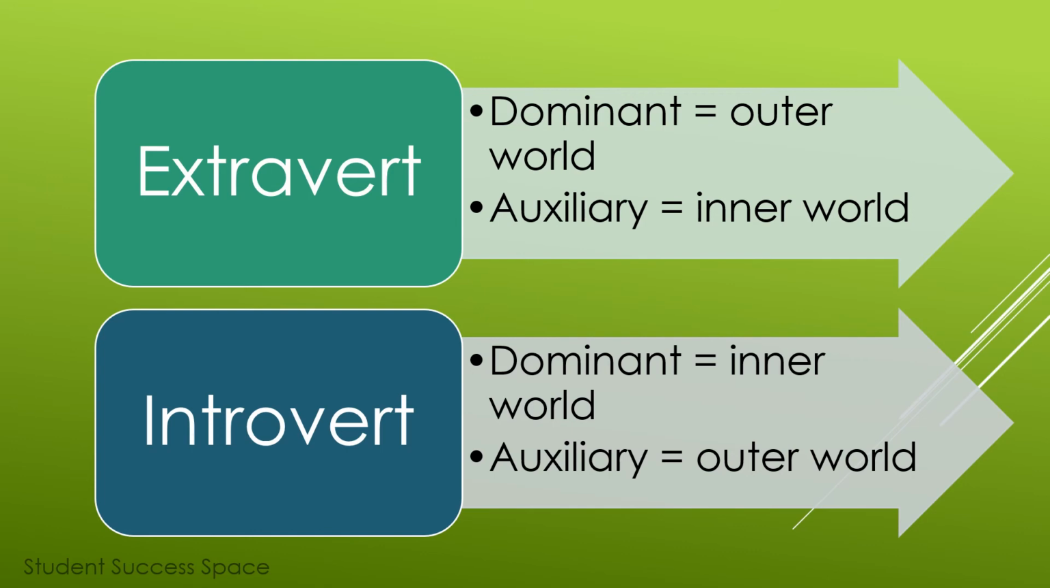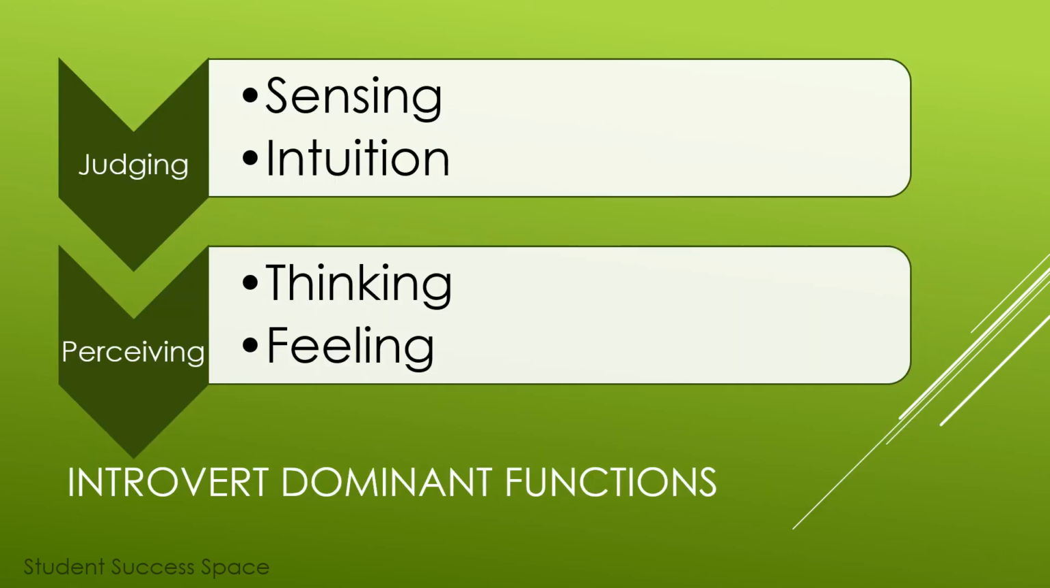The introvert's dominant process is not part of that JP preference because introverts prefer not to use a dominant process when they're dealing with the outer world. So now we're going to look at the J or P in their type, which is going to actually reflect their auxiliary process instead of their dominant process. So if the introvert's type ends with judging, the dominant process is going to be a perceptive one, which will be sensing or intuition. And if the type ends in perceiving, the dominant process is a judging one, which will be thinking or feeling.